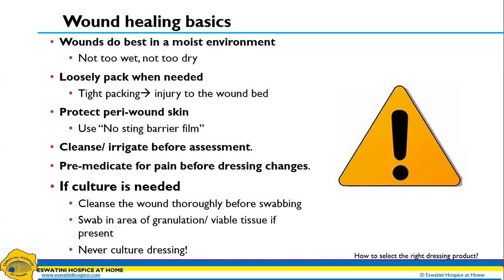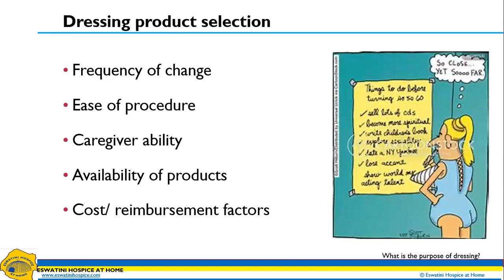If culture is needed, we say that we must clean the wound thoroughly before swabbing, so that we can get the real wound-based culture. So we are saying we cannot culture the dressing, because the dressing contains dead material. We want live material, so we need to take away the dead and be left with the good one. Sometimes we find that the wound is beginning to give granulation. So we swab it so we can tell what is happening.